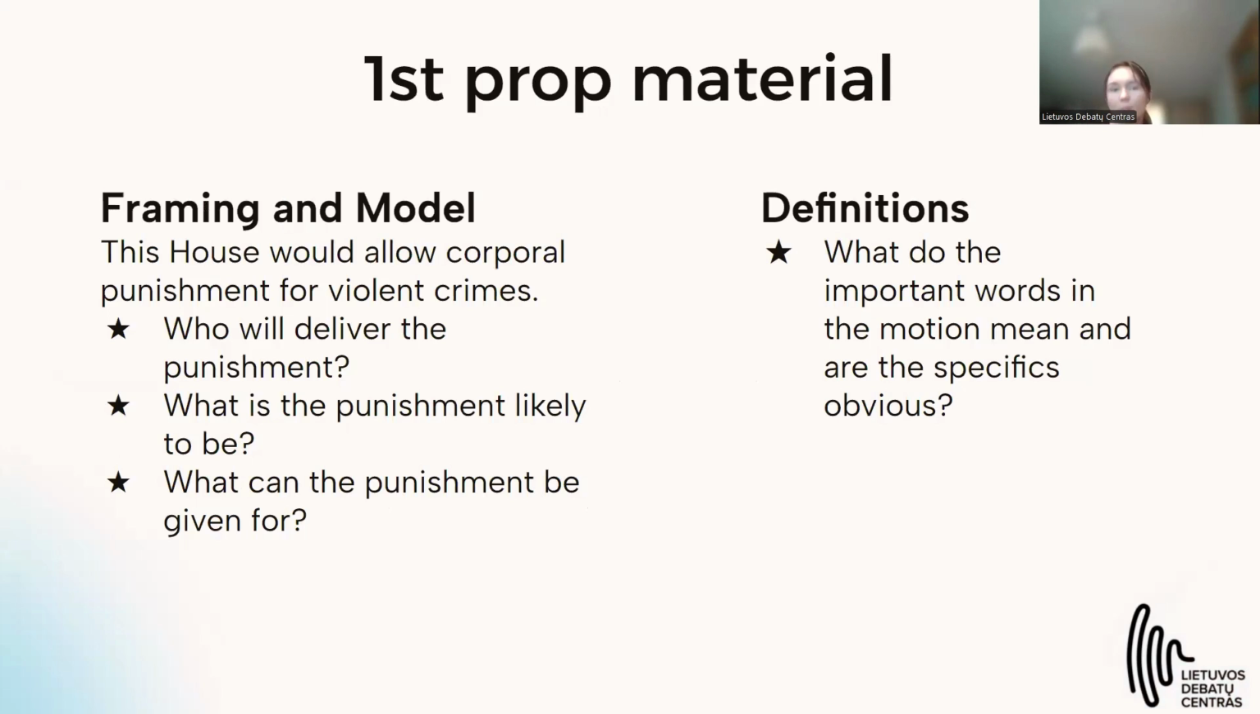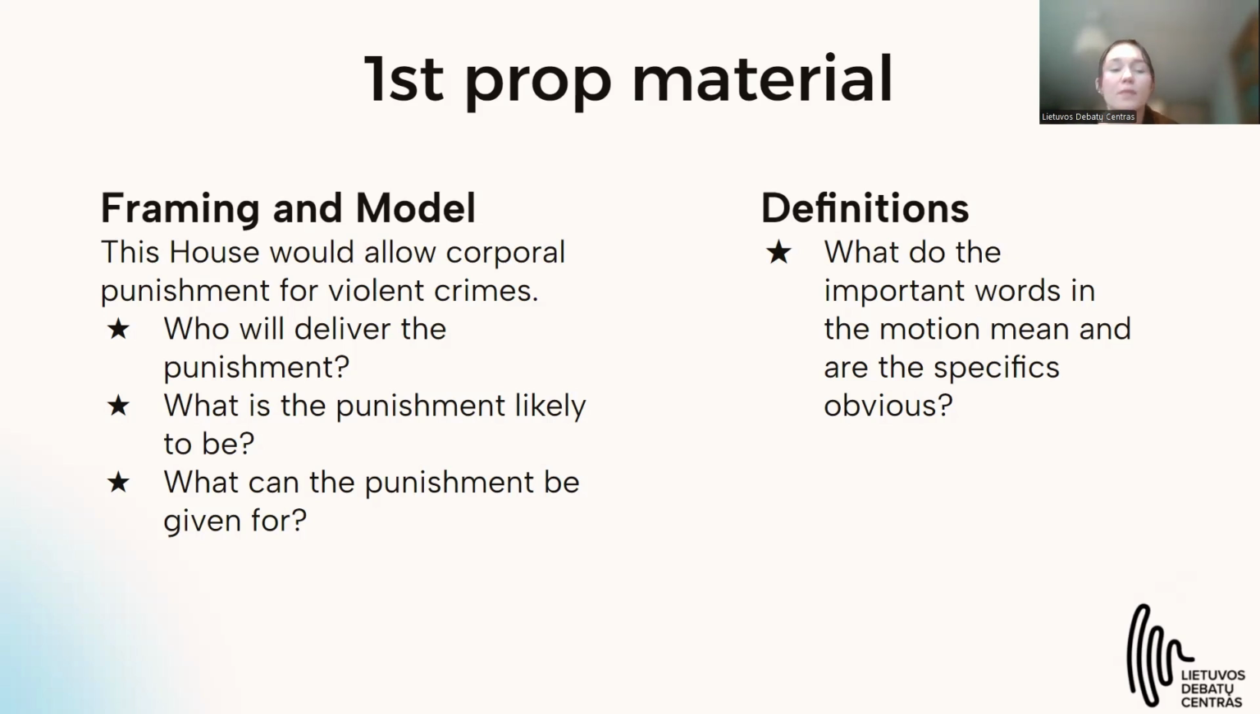Okay, so to delve a bit deeper into what first proposition material should be brought, especially about how you should introduce the debate, firstly, on framing and model. Let's just look at a very simple example: this house would allow corporal punishment for violent crimes. The first thing that could come to your mind is that you do not really understand what corporal punishment is. Usually, when you start debates, this could be explained to you by the people who set the motion. But for the judge to understand what you're talking about, you can also define it in your own terms.